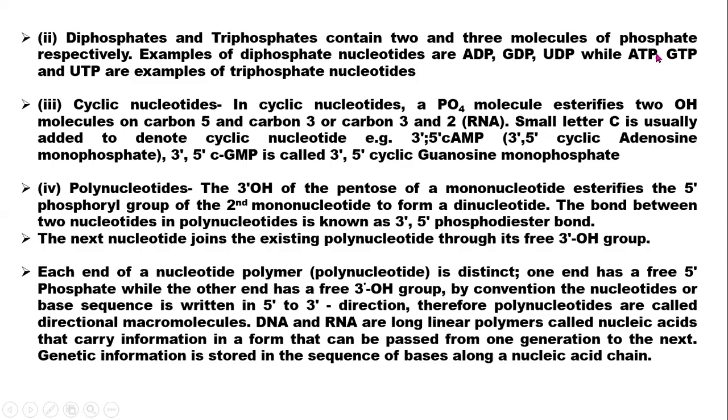This is the energy currency that we're talking about for living organisms. ATP, GTP, guanosine triphosphate, and UTP, uridine triphosphate, are examples of what? Triphosphate nucleotides.